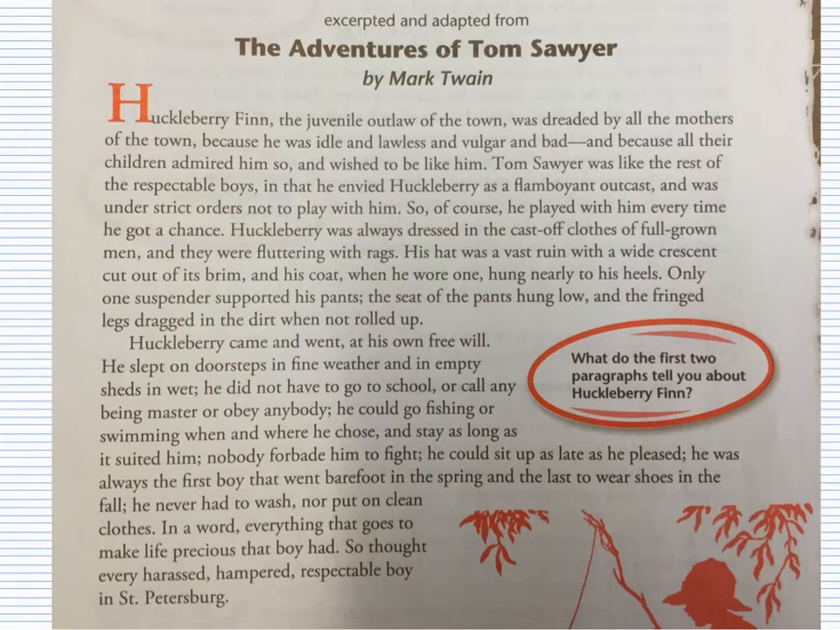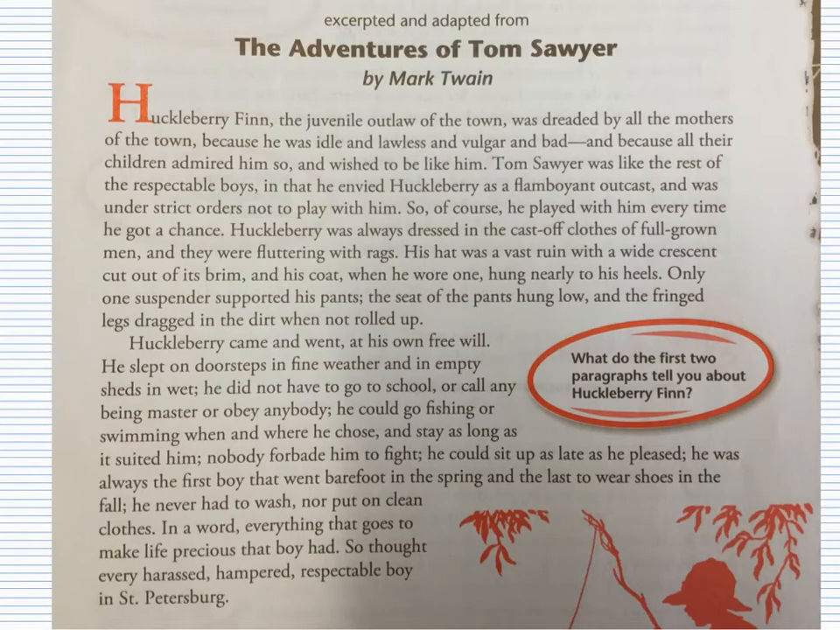Huckleberry was always dressed in the cast-off clothes of full-grown men, and they were fluttering with rags. His hat was a vast ruin with a wide crescent cut out of its brim, and his coat, when he wore one, hung nearly to his heels. Only one suspender supported his pants. The seat of the pants hung low, and the fringed legs dragged in the dirt when not rolled up.